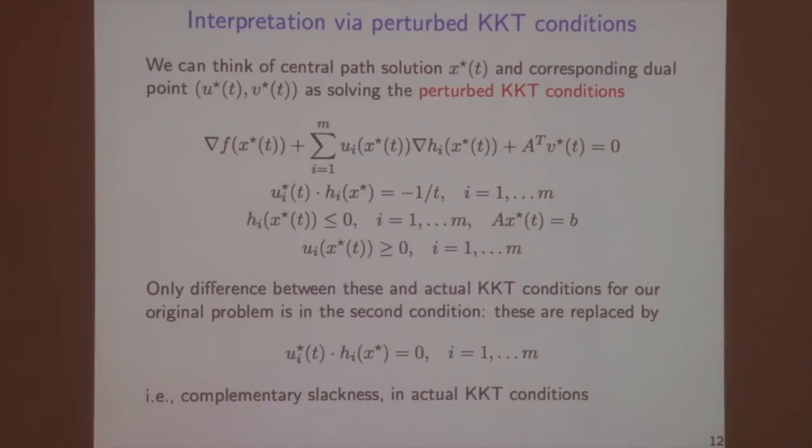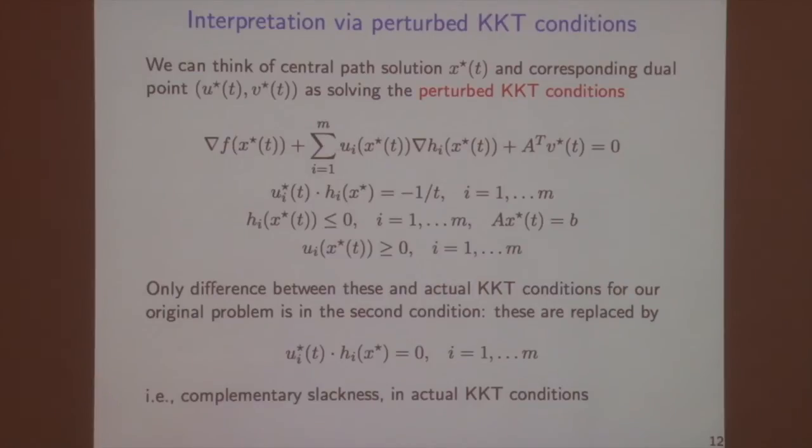So there's another way to interpret the central path, and that has to do with an interpretation via what we call a perturbed set of KKT conditions. This kind of interpretation is interesting. It also leads to the primal-dual interior point method. So this is one of the motivations for doing an interior point method differently, which is what you'll learn the week after spring break. So the central path solution x star of t, and the corresponding dual point u star, v star of t, they solve the following set of conditions, which we'll write down.